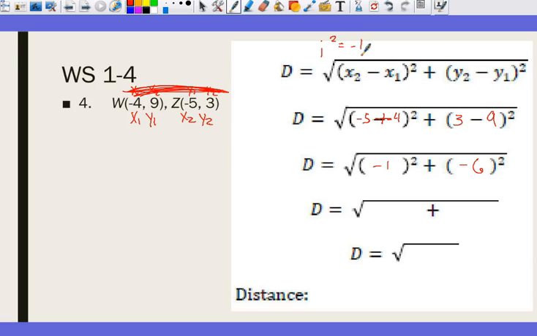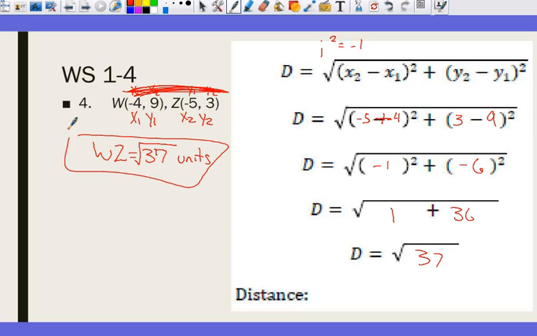So, negative 1 squared is going to be what? Positive 1. Negative 6 squared is positive 36. 1 plus 36 is 37. Is that a prime number? It is a prime number, so we are almost done. WZ is equal to the square root of 37 units. Now we're done. Okay? Did you get that right? Good job.